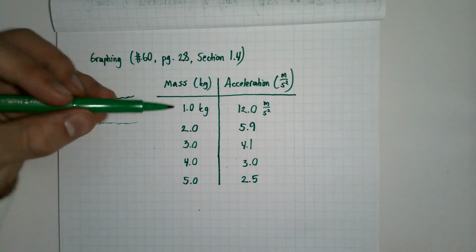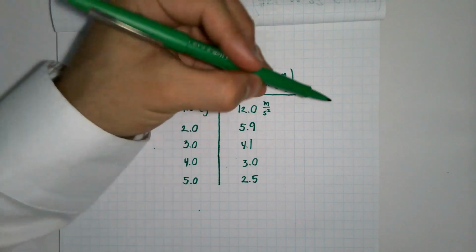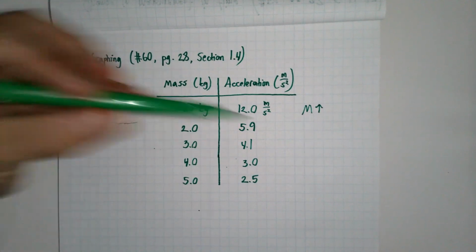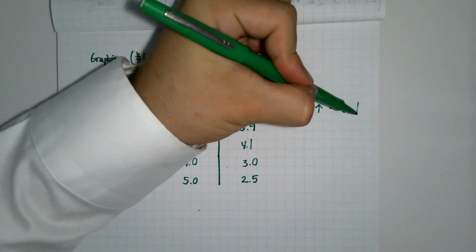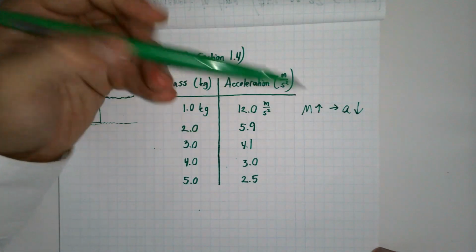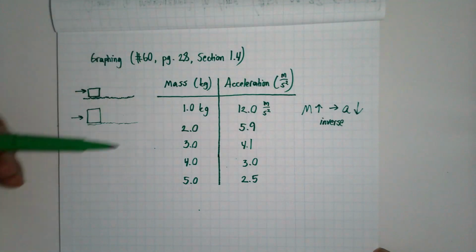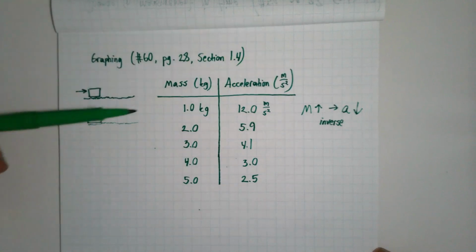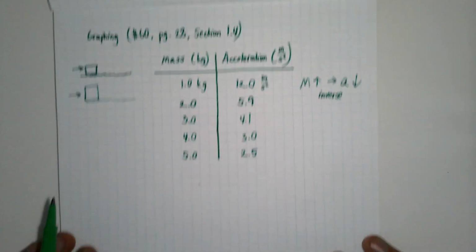We can already see that as mass increases, as mass gets larger, what's happening to acceleration? Acceleration is getting smaller. The acceleration is lowering. In other words, there's an inverse relationship. I can already see that from the data table. As this gets larger, these values get smaller. Inverse relationship. Mass goes up, acceleration goes down. I should be able to see that visually in a graph. Put that in a graph.